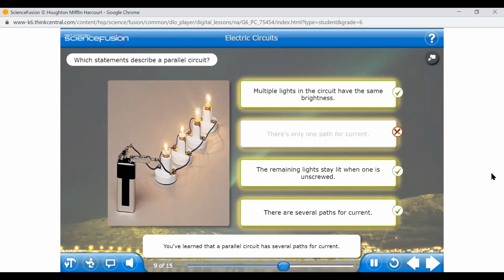You've learned that a parallel circuit has several paths for current. The brightness of each light stays the same when several bulbs are in the circuit because the voltage is constant, and lights stay lit when one is unscrewed because the current has several paths it can take.